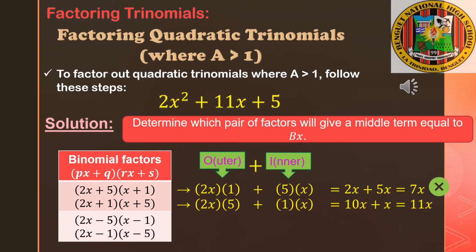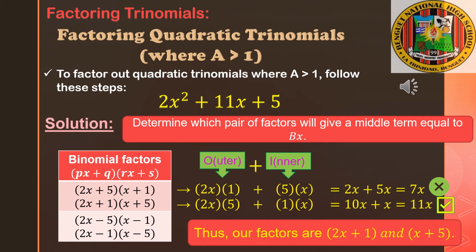If that is the case, then we can say that the quantity 2x plus 1 and the quantity x plus 5 are the factors of the trinomial 2x squared plus 11x plus 5.